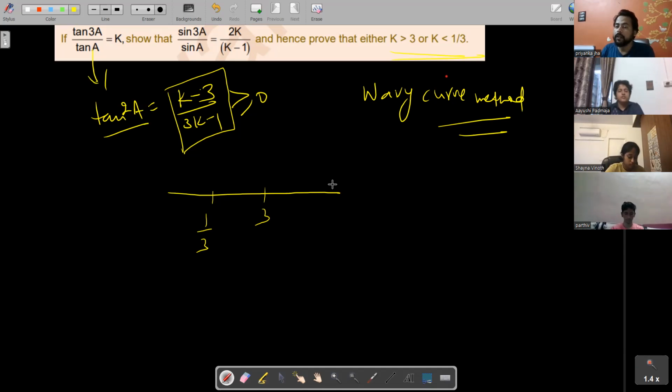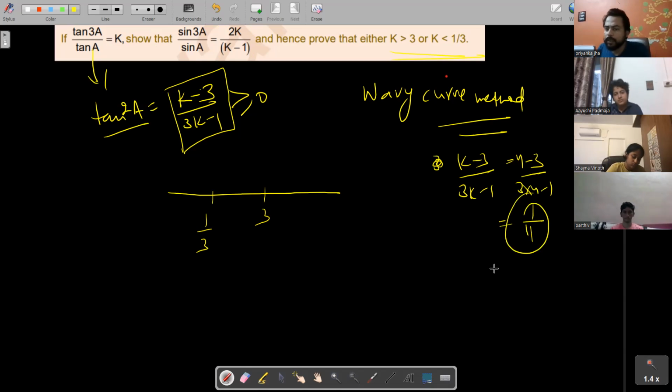So you have 3 intervals. You can select randomly any interval. Suppose now I take this rightmost interval. Any number in this interval, you can pick any number that is greater than 3. You can pick 4, you can pick 5, any number. Pick 4. Then in this expression, whatever value you pick, put here. So suppose now I take k equal to 4. Put here 4 minus 3 upon 3 into 4 minus 1. You can see 1 upon 11. We are not bothered about the value.